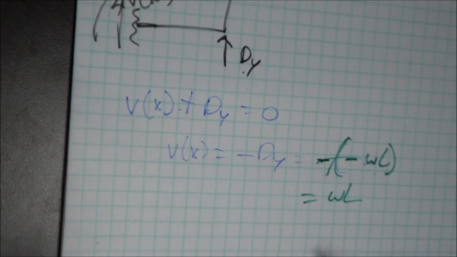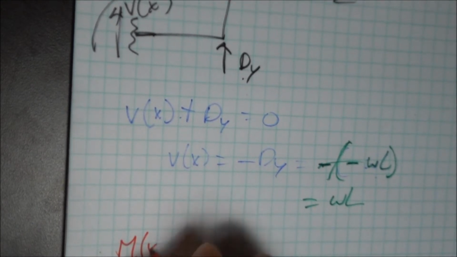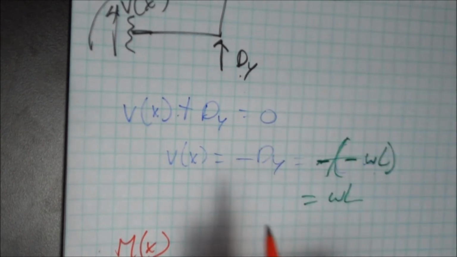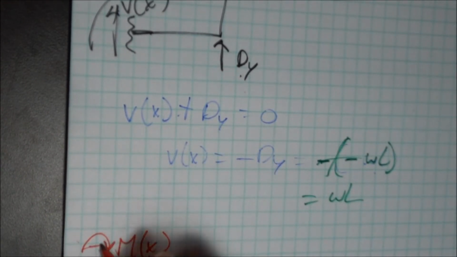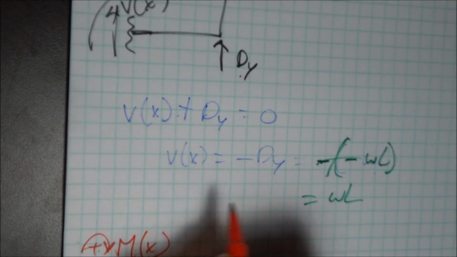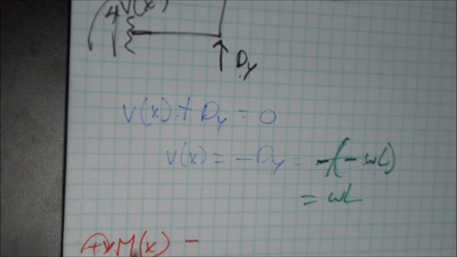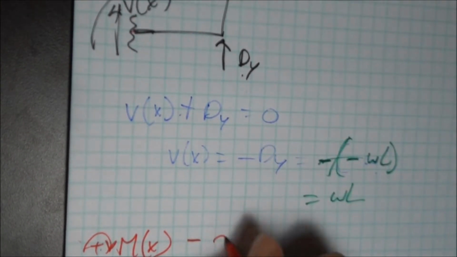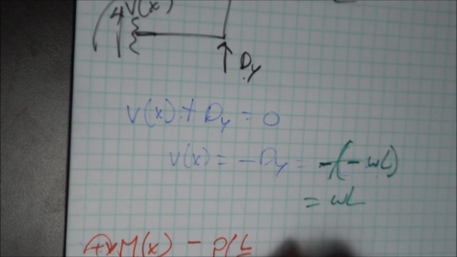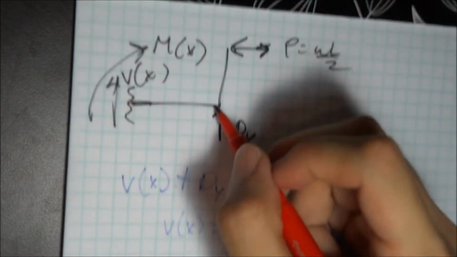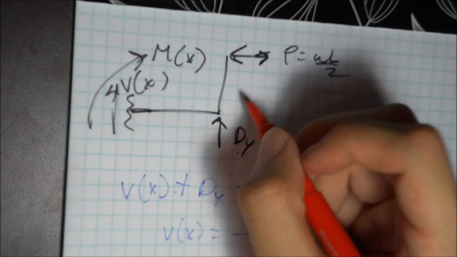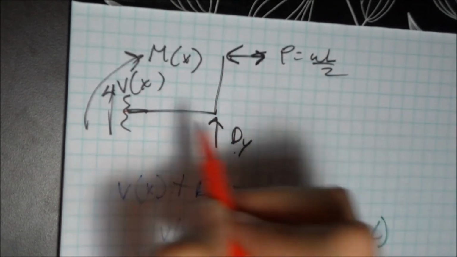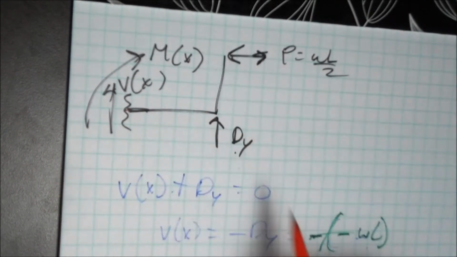My moment equation is going to be... Now here it gets interesting. I have to take into account both of these forces. Let's do this way positive. M of x minus, and this is always about the cut. I'm taking the moment about this point. Minus P times L over 2. This distance is constant. It doesn't change. If I take the cut here, it's still L over 2 away. This force still acts L over 2 away.